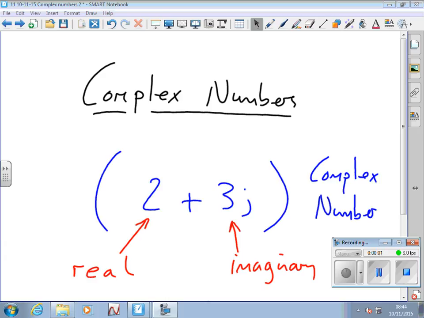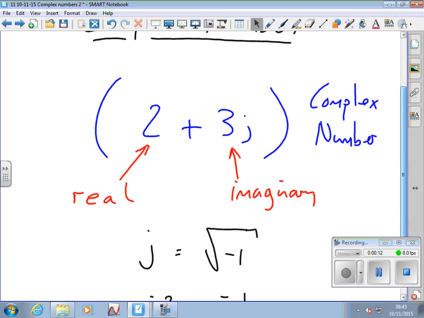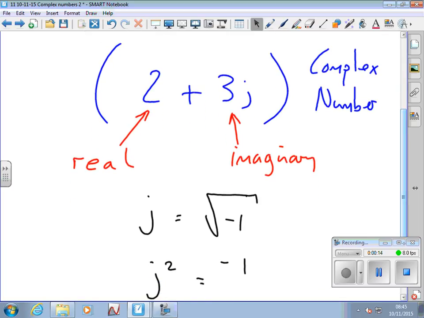So last week we looked at complex numbers and how we could sketch them, and how we could add them, subtract them, multiply and divide them. This is a quick summary of the basic points for a complex number.